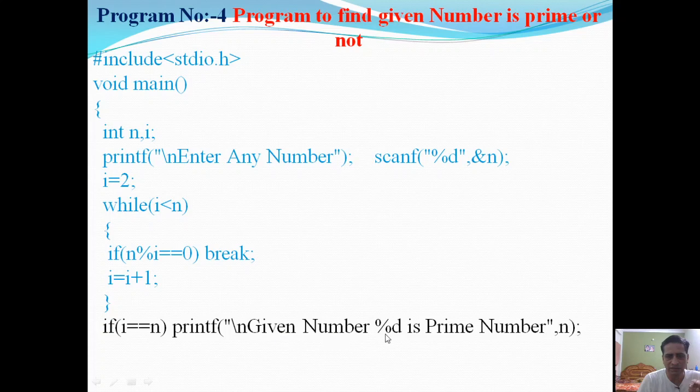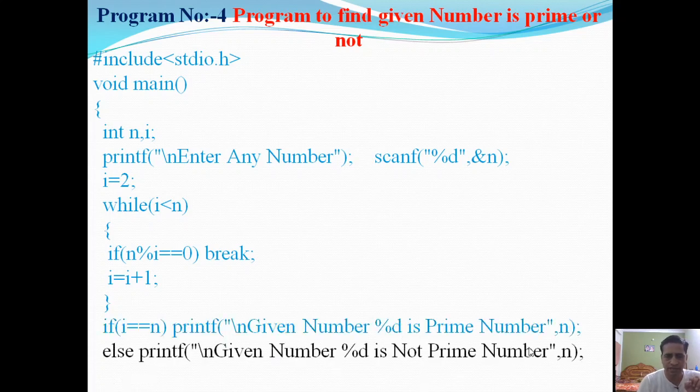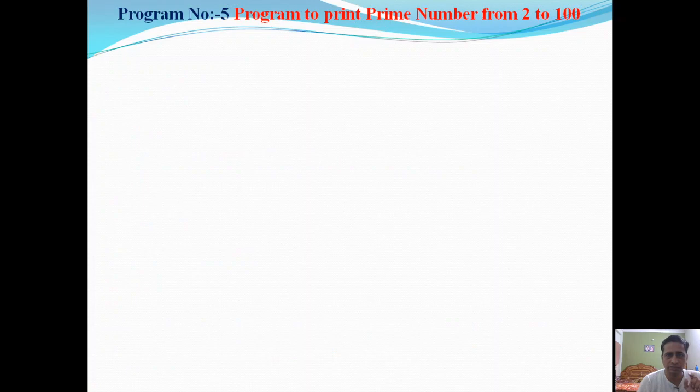So printf "given number %d is prime number". Else printf "given number %d is not prime number". Now, a program to print prime numbers from 2 to 100. The same logic we apply, but here n is not asked from the user. We generate the numbers from 2 to 100.